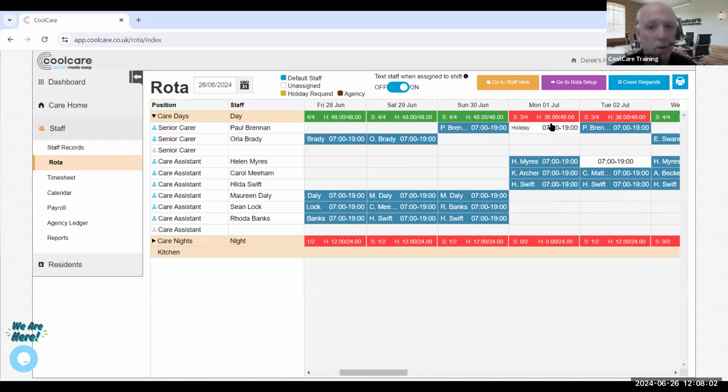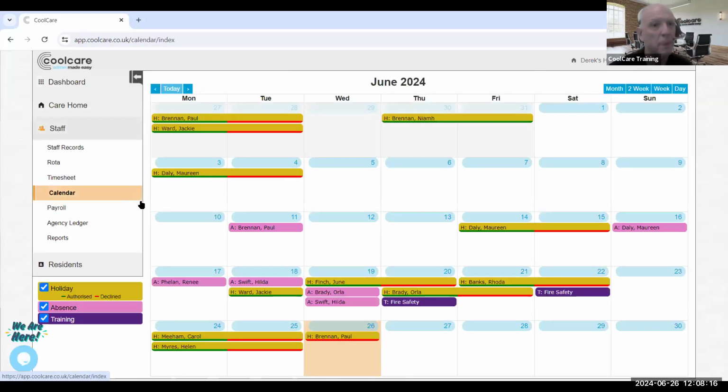So on the rota, I could go in, I could delete this shift, I could put a different shift in, I could allocate someone to it. It doesn't matter what I do on the rota because the holidays and absences are saved on the calendar. So here on my calendar, I can see my holidays, I can see absences, I can see training.